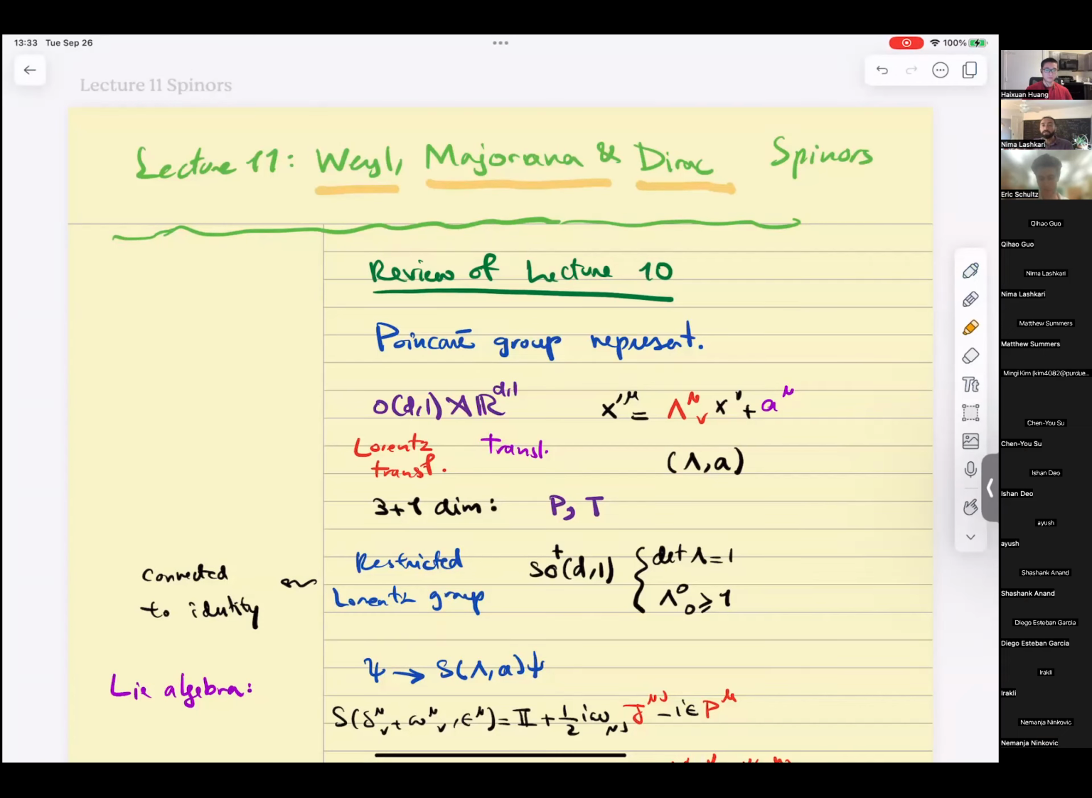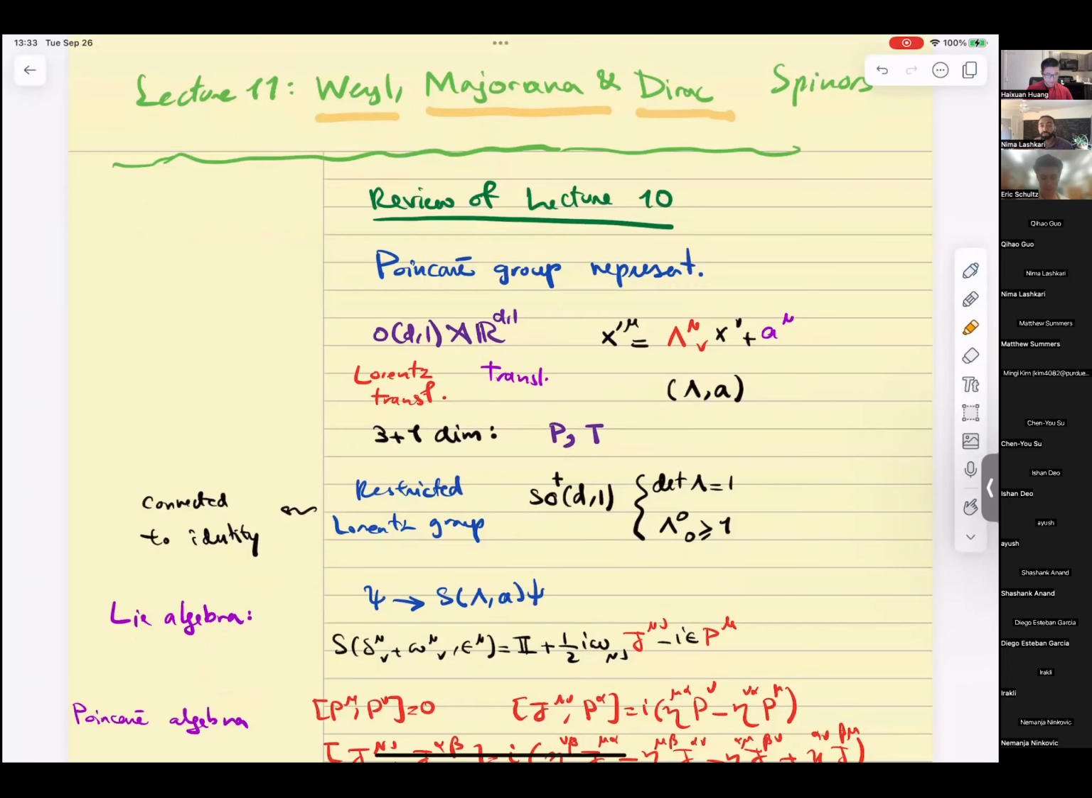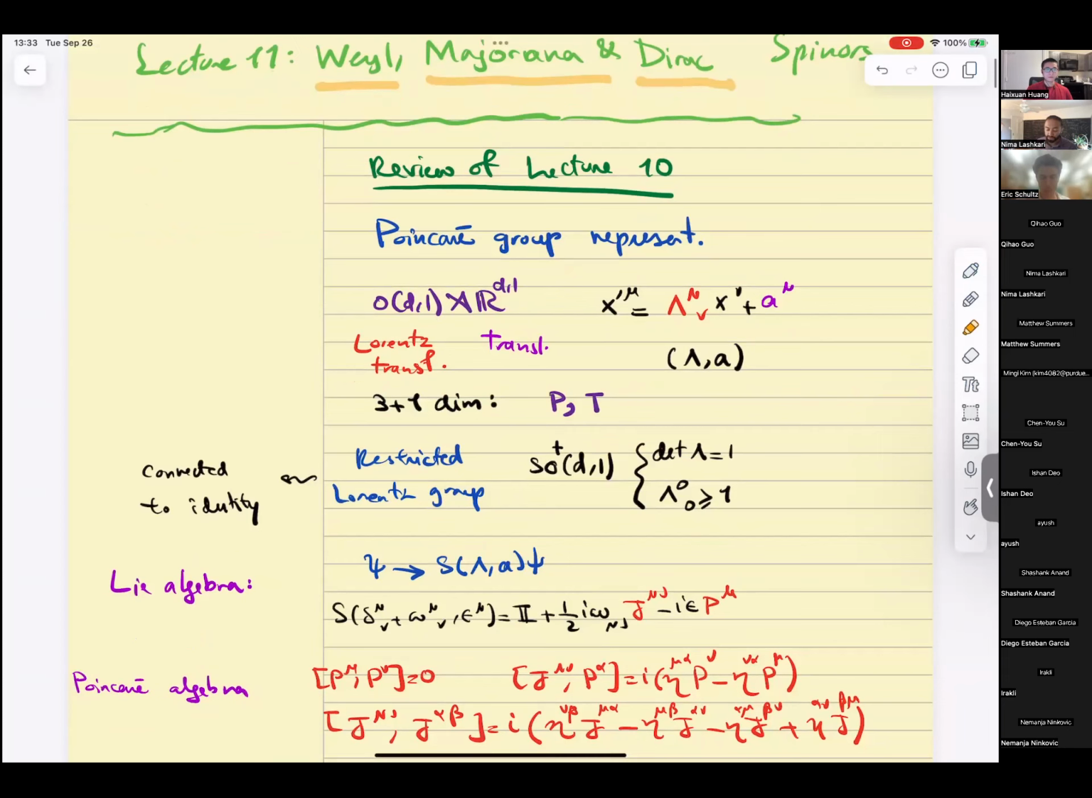The existence of such particles or such fields is imposed on you by the symmetries of the theory, which is the Lorentz invariance or Poincare invariance, right? Okay, so we're going to go through that. Let me start by reviewing lecture 10 to make sure we're all on the same page.